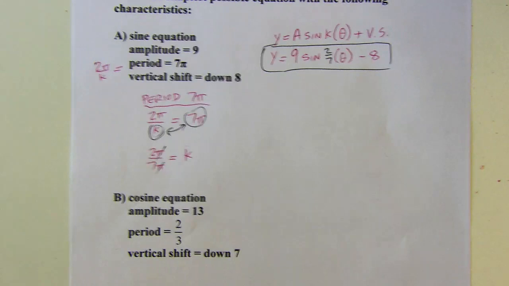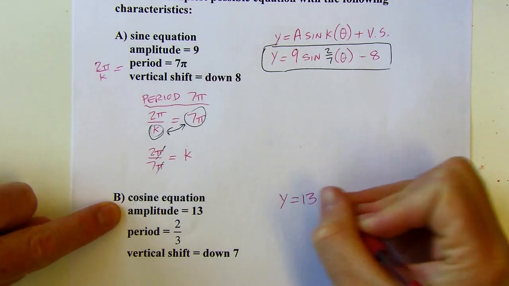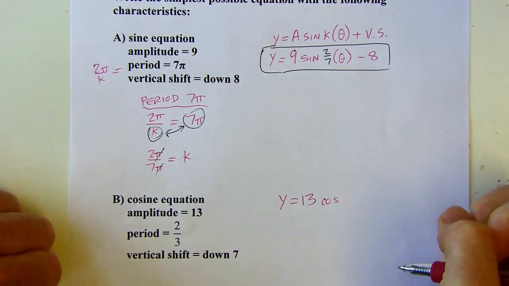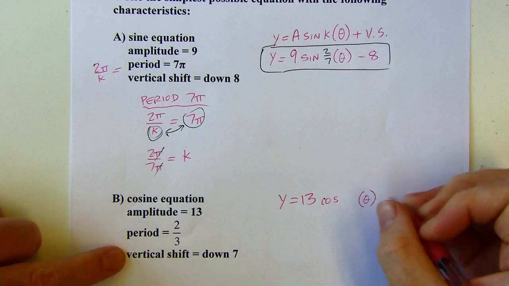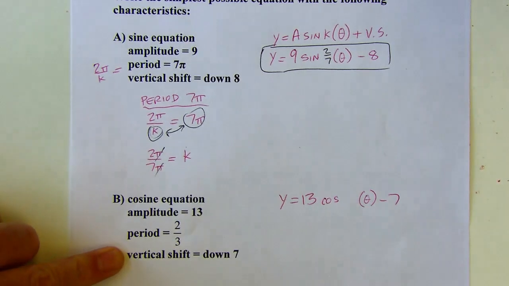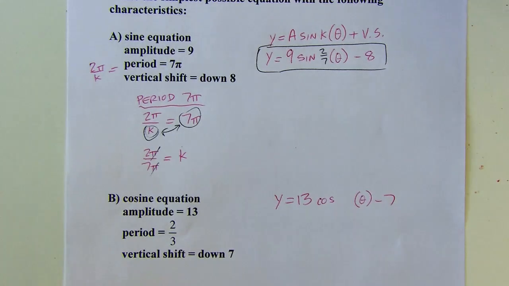I've got cosine, so I'm thinking, okay, y equals my amplitude is 13. I'm going to just write cosine instead of sine. I'll leave a little space. I'll get back to the k. I'll do the easy parts first. Down 7, so there's a -7. Okay, all right, so let's figure out what goes in that missing slot then.